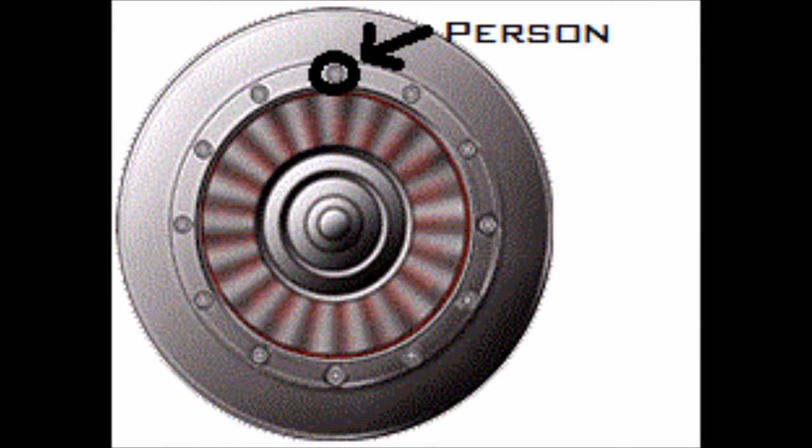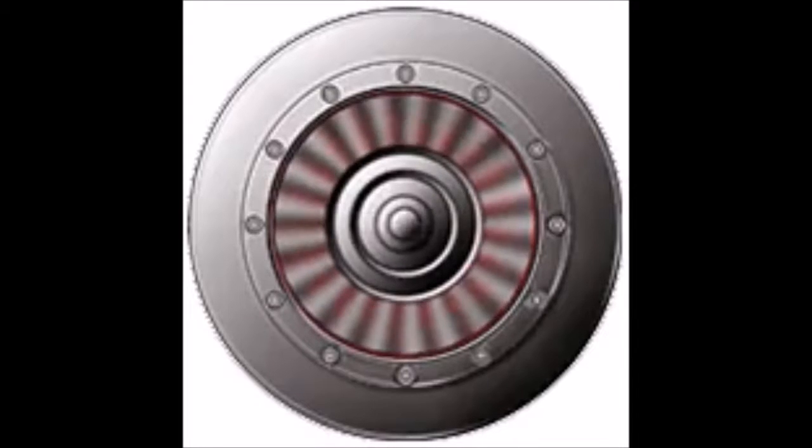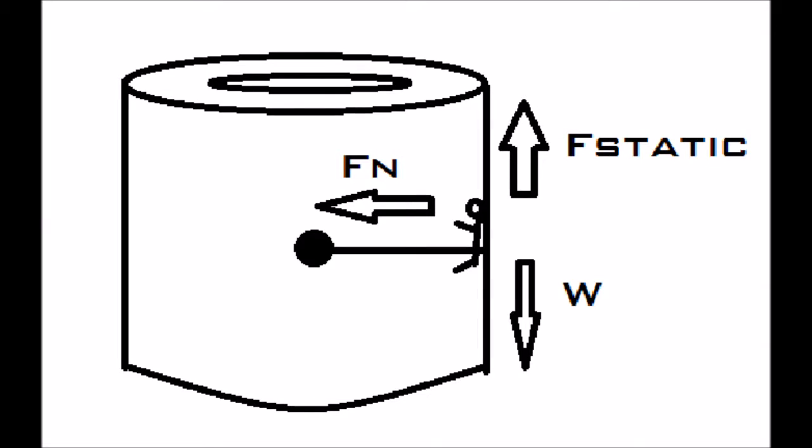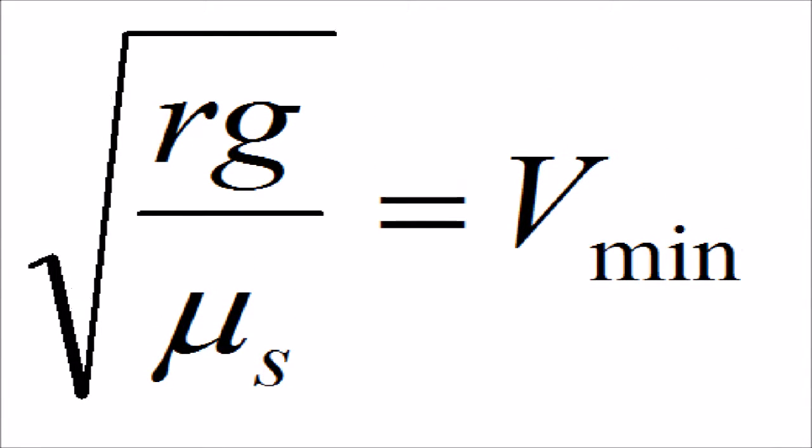Now in this example, let us say there is a person leaning on a wall and connected to a metal cord, and then the turbine started to spin. How is this person not falling off? Let us switch to the side view. The person is not falling off because of the friction in the walls. The formula now to find the minimum velocity for the person not to fall off is v minimum is equal to the square root of rg over the static friction.